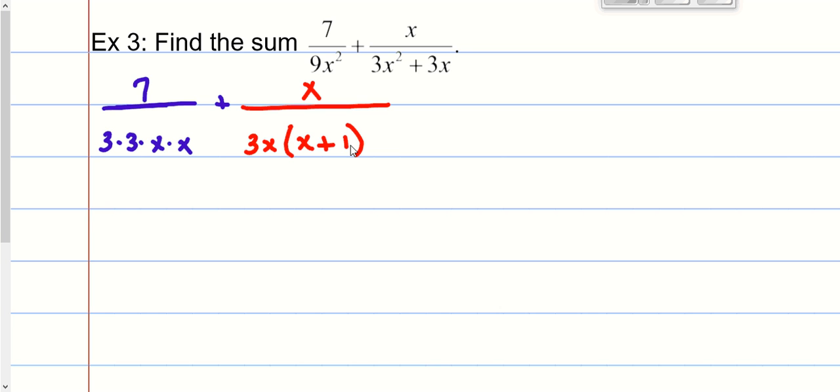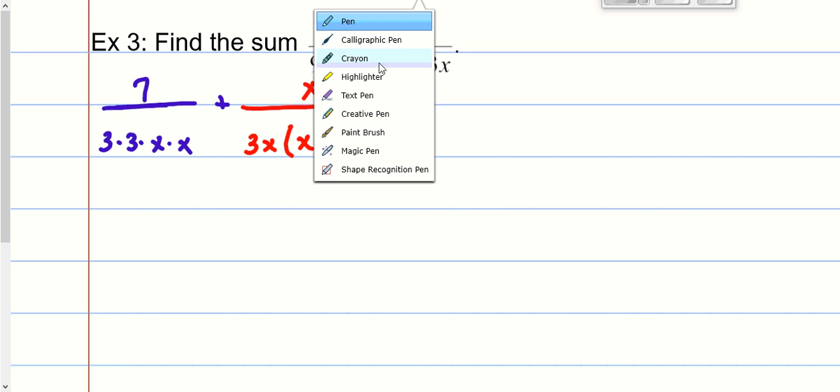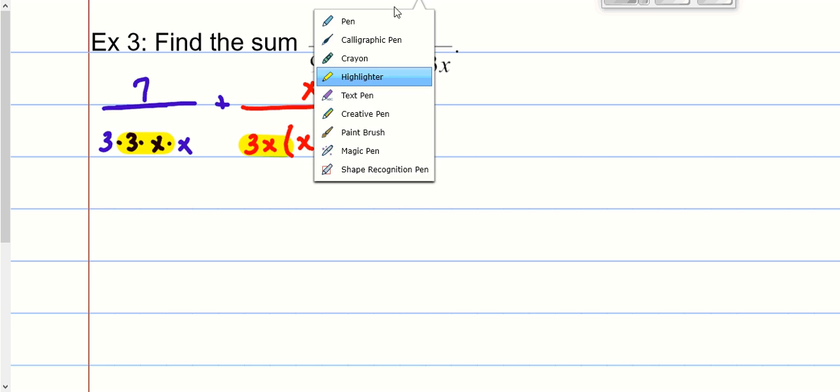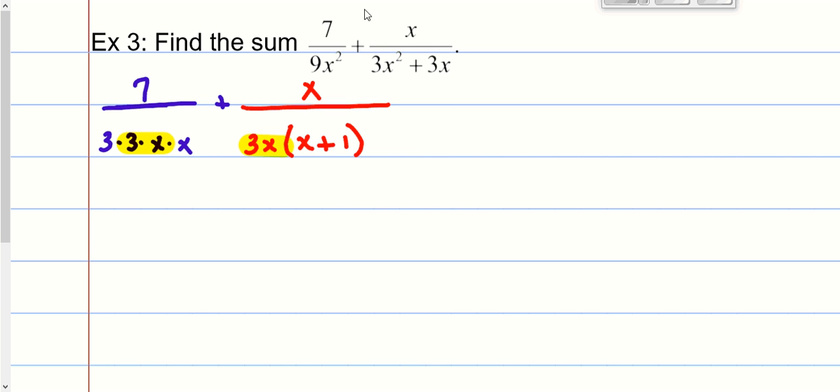So we are needing to find a common denominator. Look and see what they have in common. They both have a 3x. So we need to look at finding our common denominator, figure out what we need to multiply by. Well, I have an extra 3x on the left that the right needs, so I'm going to multiply top and bottom by the extra. And on the red fraction, it has an x plus 1 that the blue fraction does not have, so I'm going to multiply top and bottom by x plus 1.